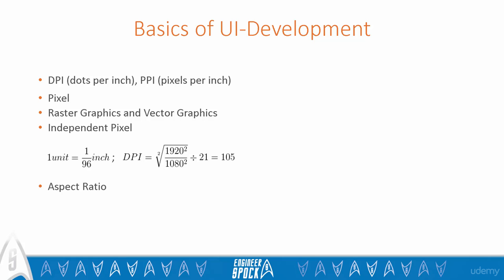Aspect ratio is the proportional relationship between the width and the height. The golden format nowadays is 16:9. By the way, the resolution 1920 by 1080 pixels is actually 16:9 in proportions.